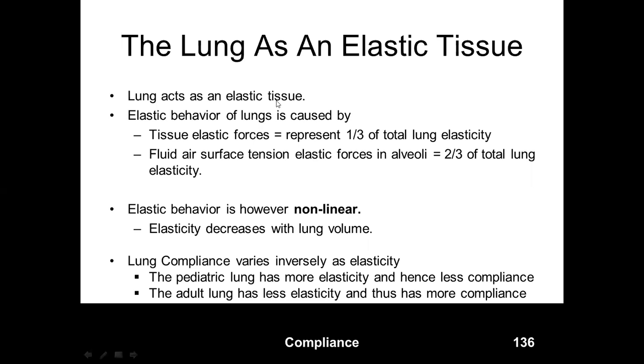In summary, the lung acts as an elastic tissue. Elasticity is based on two main factors: the elastic tissues in the lungs and surface tension forces. Surface tension forces are the greater of the two. The elastic behavior is not linear. Lung compliance is the opposite of elasticity. Remember, elasticity deals with recoil, and lung compliance deals with stretch. So if you have more recoil or more elasticity, you have less lung compliance.